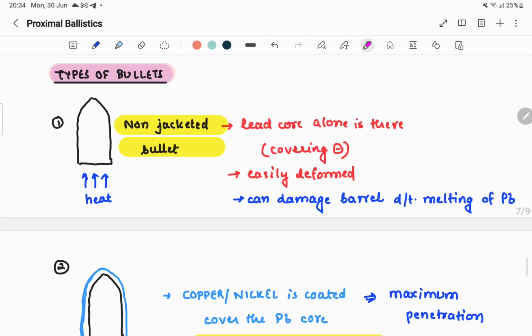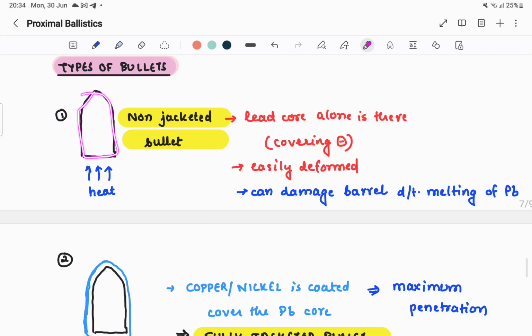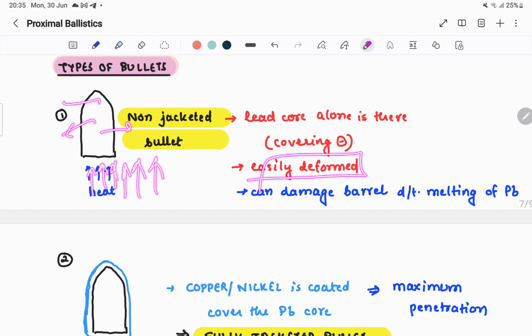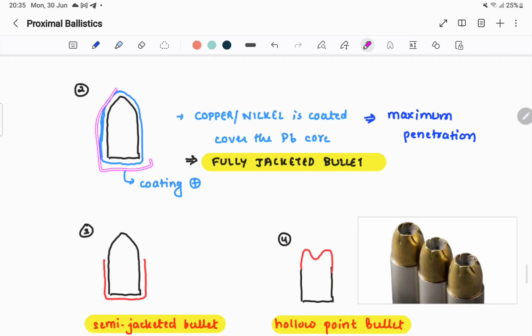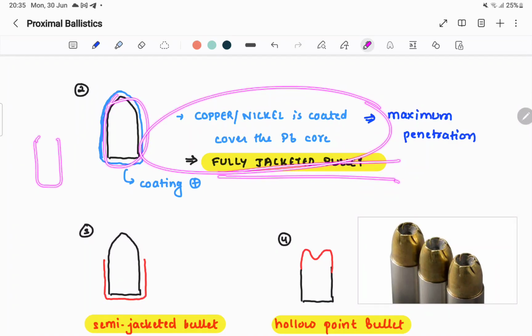Let's move on to the types of bullet. Non-jacketed bullet: only a lead core, made of Pb. It is easily deformed, because with more heat the lead can melt and damage the barrel. Next is the fully jacketed bullet: a lead core Pb with a coating of copper or nickel.